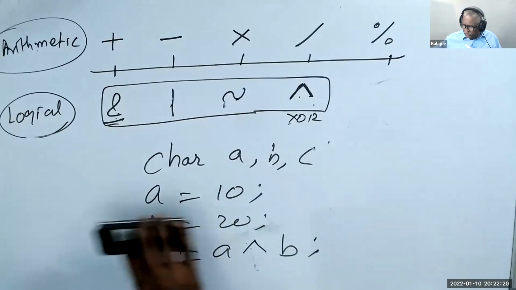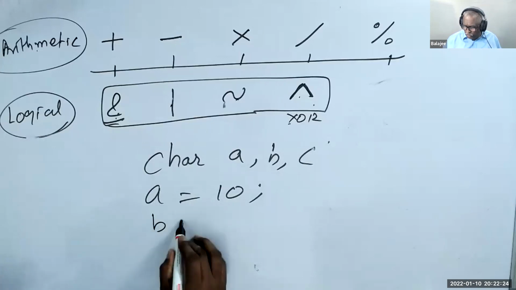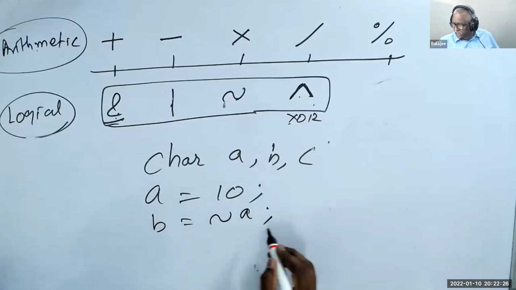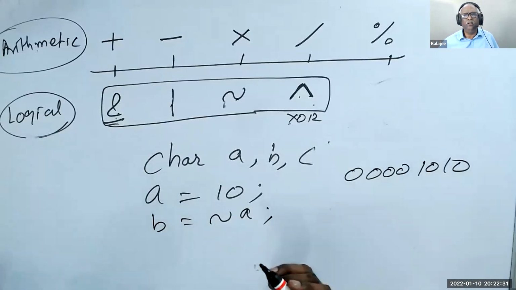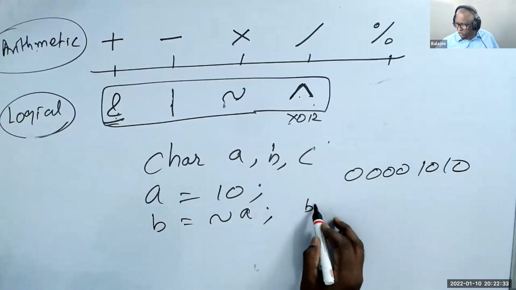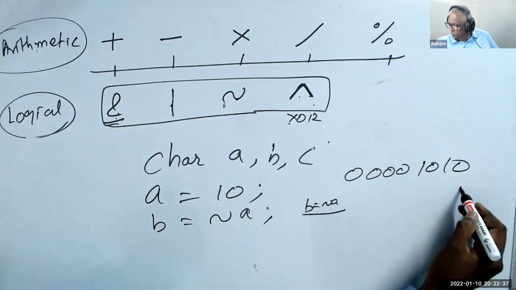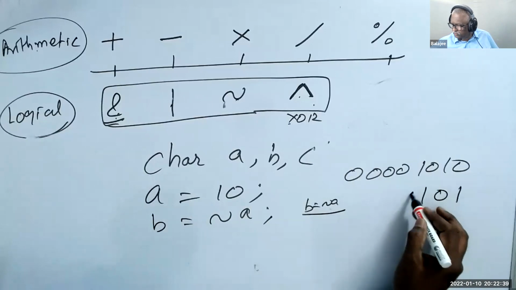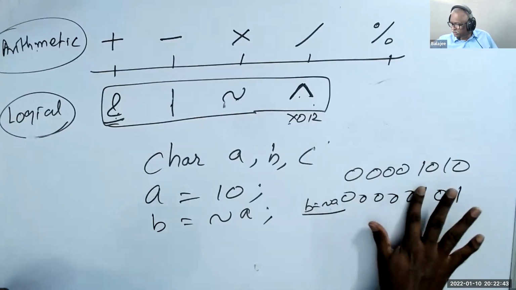Now you see here, B is equal to NOT of A. And A is 00001010. And B is NOT of A. That means 0 becomes 1. That's all. Very simple. Sorry, all 0 becomes 1.